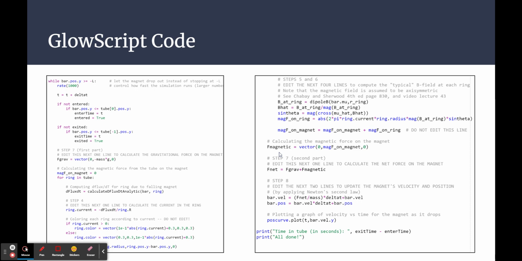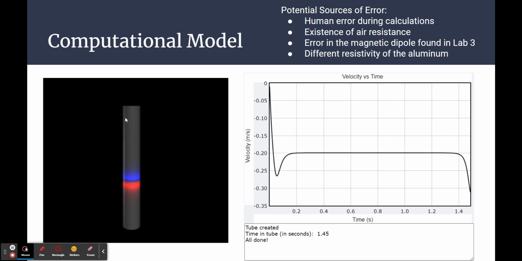Here, the F magnetic force is in the y-axis, since the magnet is only moving in the y-axis. F net is the total forces acting in the system, which once again is the force of gravity and the magnetic force. Here we calculate the velocity and the position of the bar magnet using Newton's second law. This is seen here, where we have the blue ring and the red ring in this graph, and these rings move down in the span of 1.45 seconds.